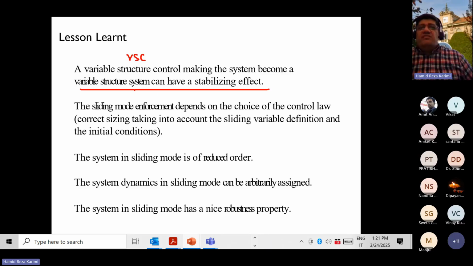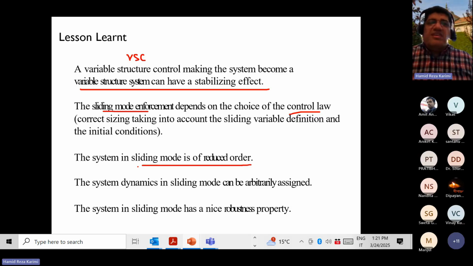Sliding mode enforcement depends on the choice of the control law. So it's very important, and it means how to choose sigma(x). And the system in a sliding mode is of reduced order. It means that when you design the equivalent system of reduced order, the computation is decreased.